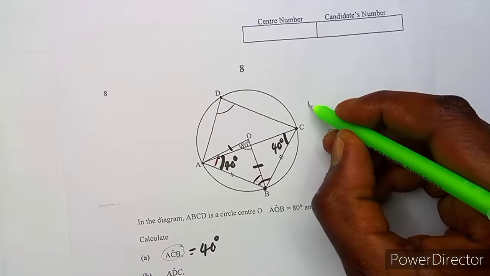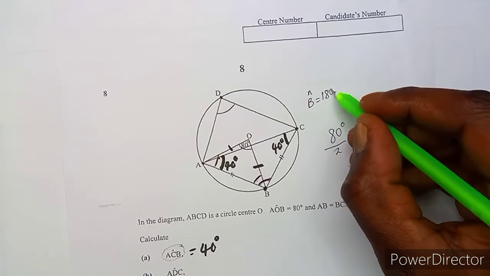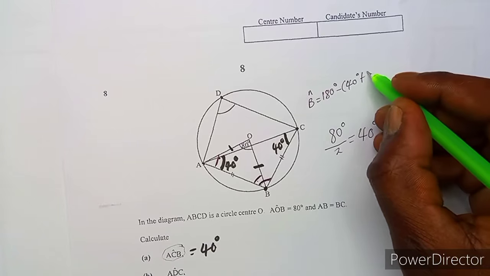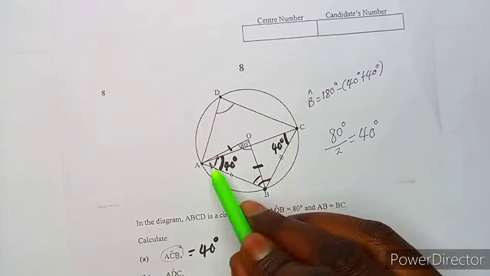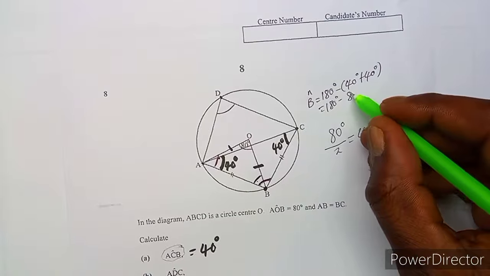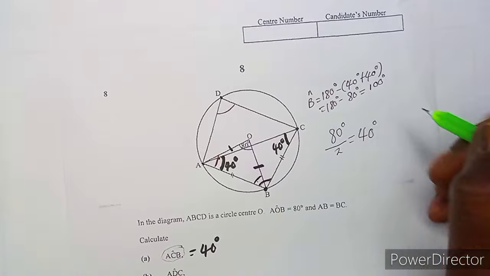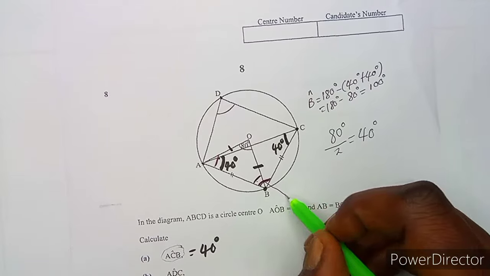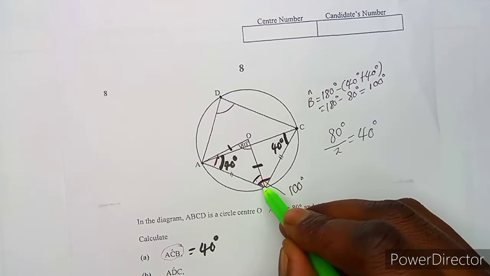So to find this angle at B, which is ABC, we are going to subtract from 180, because we know that these are angles in a triangle, which is 40 and 40 from triangle ABC. So it's going to be 180 degrees minus 40 plus 40, which is 80 degrees, and that's definitely 100 degrees. So this whole angle here at B is 100 degrees.